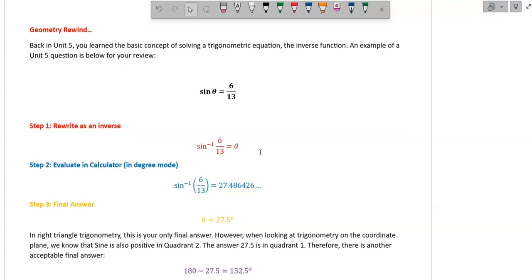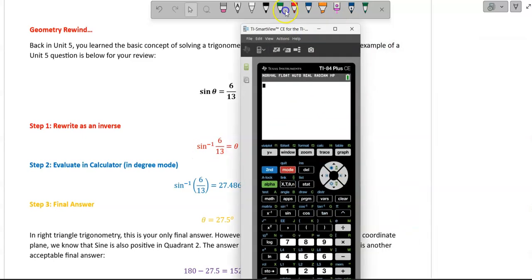A quick rewind back to earlier in this semester in Unit 5. We learned about the concept of finding and solving a trig equation. The idea here is that if we know what the ratio is, and we want to know what the angle is, we're going to use the inverse trig function. So if we had an equation like this, we know the ratio is 6/13. What I would do is go into my calculator and type in second sine and type in 6/13. So let's actually do that on the calculator real quick.